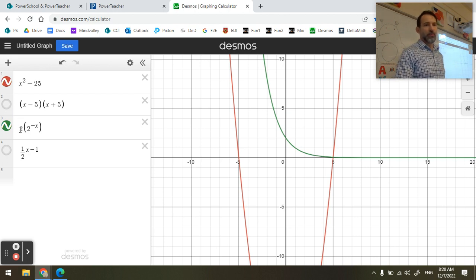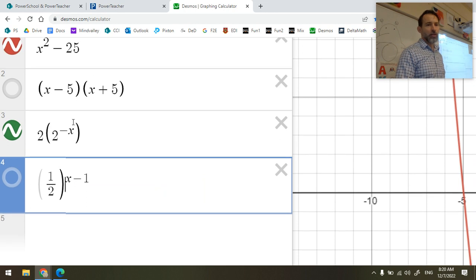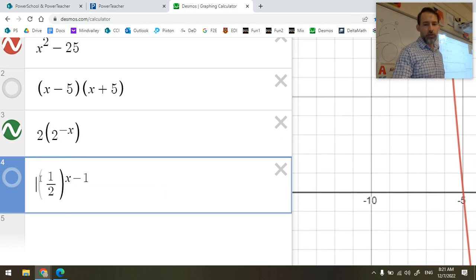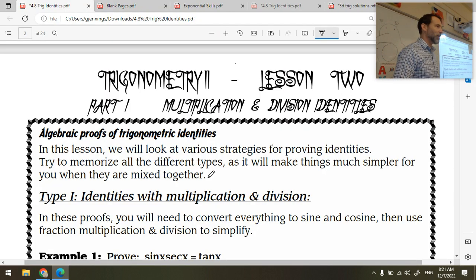Okay? The same thing if I have 2 multiplied by 2 to the negative x is actually the same thing as 1/2 raised to the x minus 1. We can use our exponent laws to show that those two things are equivalent. And if we look graphically, they're going to be the same thing as well. Now, if you thought those were fun, the trigonometric fun that we're going to have with looking at trigonometric identities.